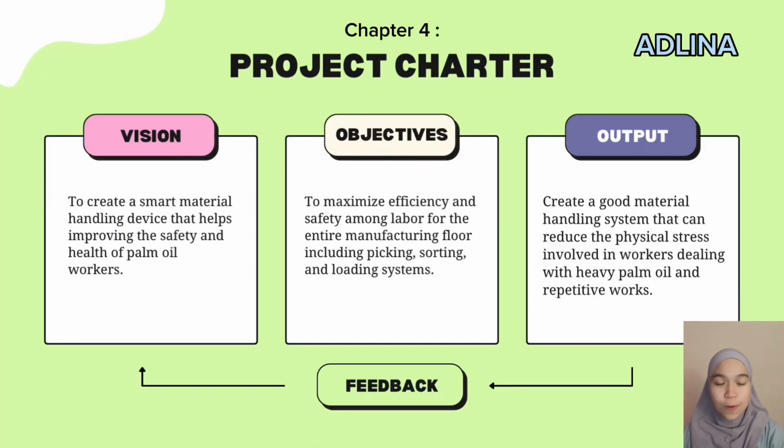For our vision, we need to create a smart material handling device that helps improve the safety and health of palm oil workers. The objective is to maximize efficiency and safety among labor for the entire manufacturing floor, including picking, sorting, and loading systems. For the output, create a good material handling system that can reduce the physical stress on workers dealing with heavy palm oil and repetitive work.